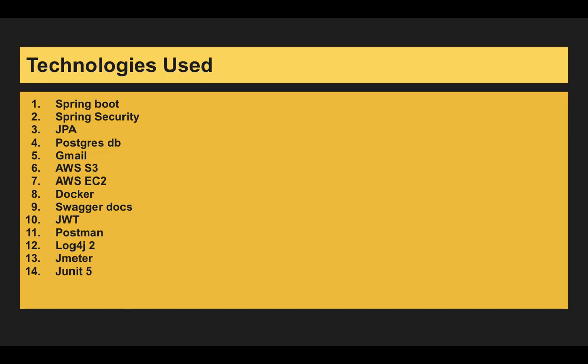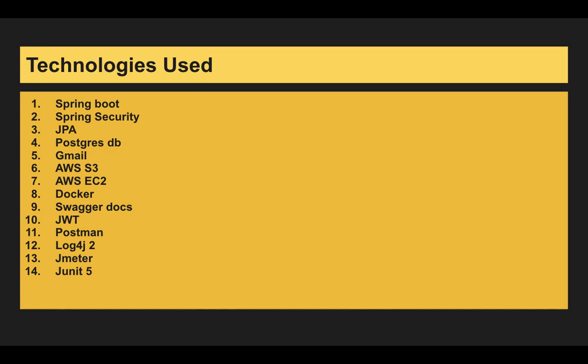Then we have a Docker file. I will explain how to create a Docker file of your Spring Boot application and how that Docker file can be deployed into AWS EC2. For generating the Swagger documentation, we have used the Swagger tool. Then for securing the RESTful services, we have used the JWT token. And for testing all the APIs, I will explain the Postman tool.